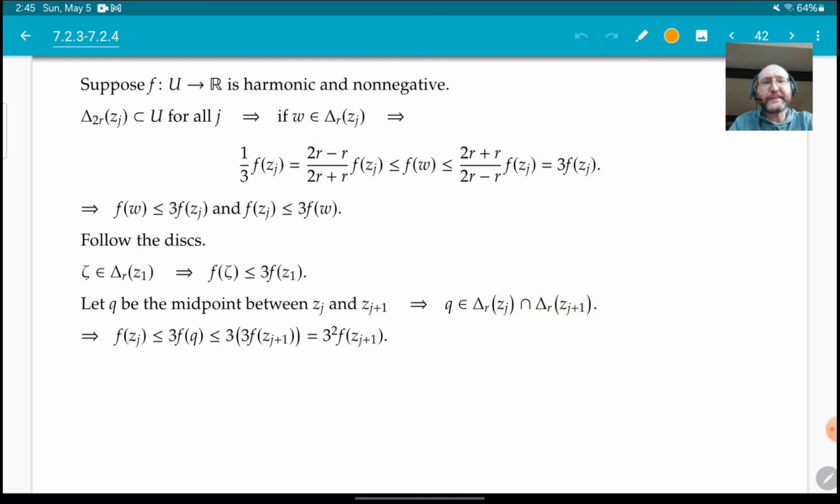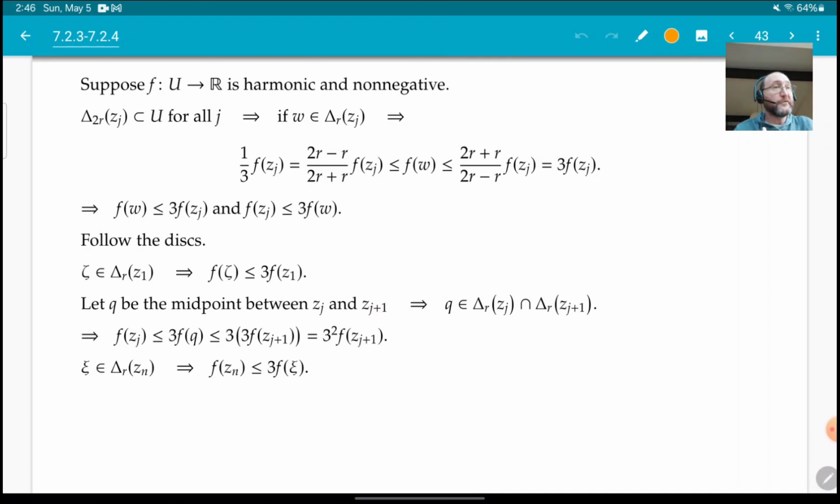So now, if I start at f of z_j, I want to end up at f of z_{j+1}. I first go to q, which is still in the R disk around z_j. So I have this inequality. And now q is also in this disk, so I get this inequality, right? Now I forget about q, and I have that f of z_j is less than or equal to 3 squared, so 9 times f of z_{j+1}. So each time I go from z_j to z_{j+1}, f changes at most by a factor of 9. Maybe by a lot less, but at most by a factor of 9.